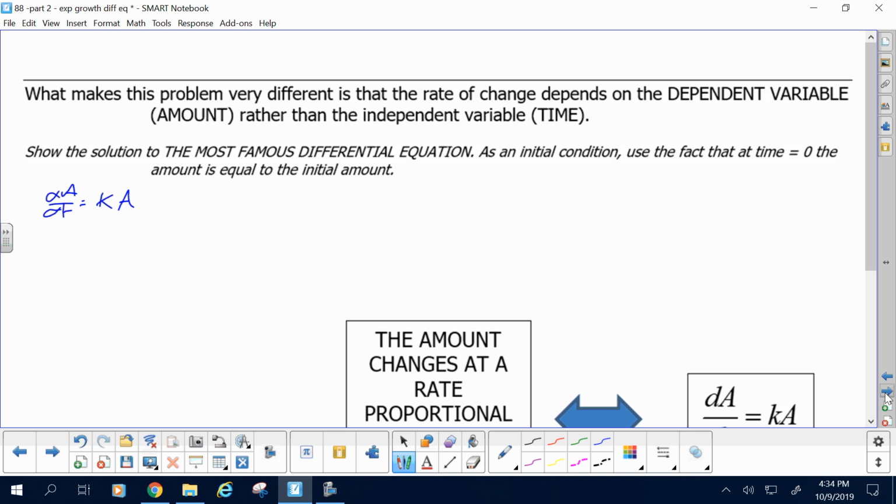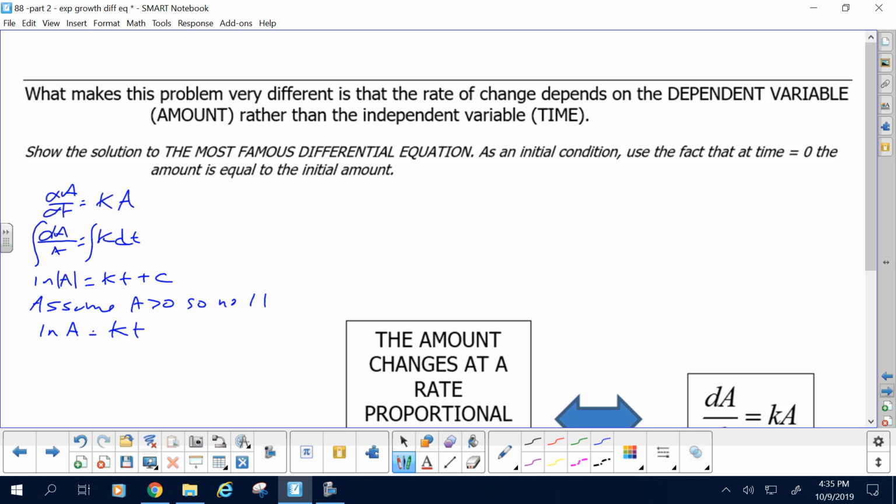and work our calculus magic on it, we could separate the variables and integrate, and we would get something like natural log of the absolute value of A equals kt plus c. Now, for this case, let's assume that the amount is positive. So I'm going to dump the absolute value. Because it's positive, the absolute value wouldn't matter. So that means the natural log of A equals kt plus c.